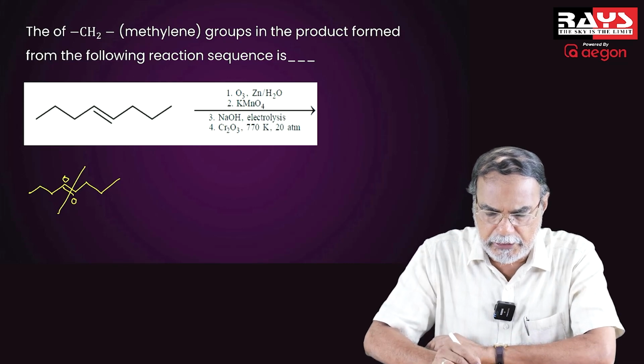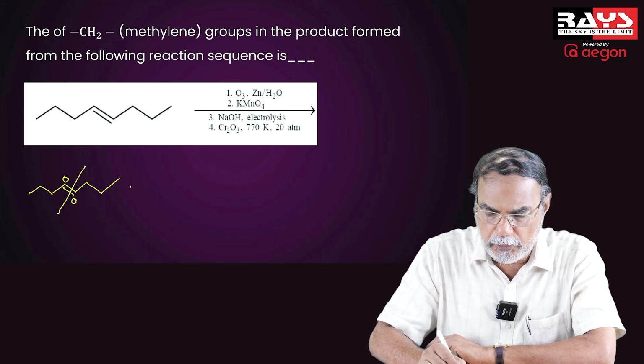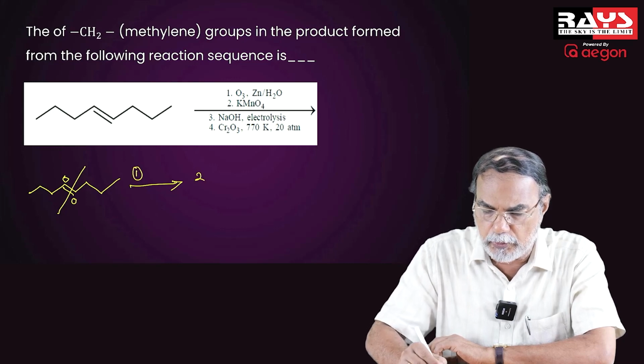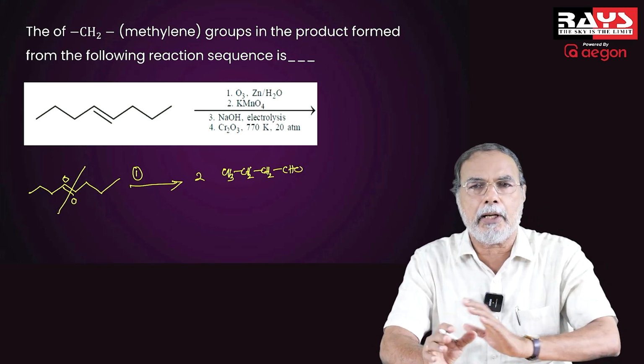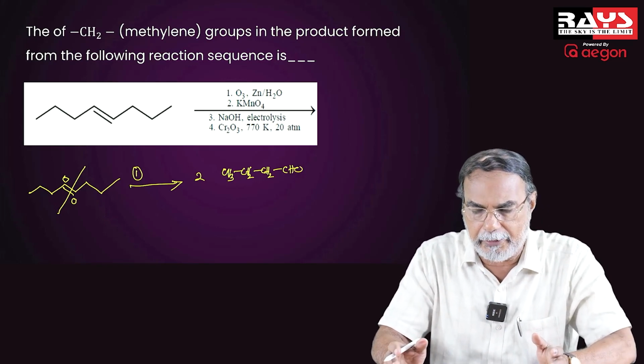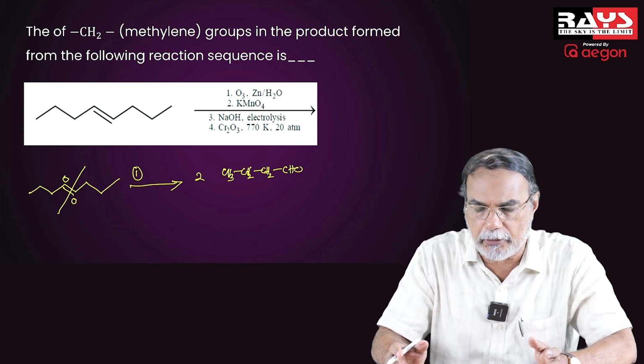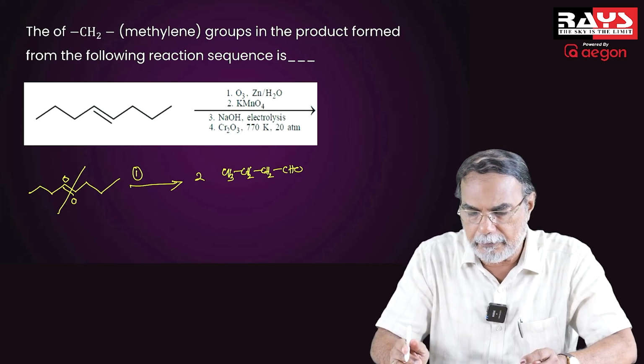So here you have CH3, CH2, CH2, CHO, and here also you have CH3, CH2, CH2, CHO. So during reaction number 1, you get 2 molecules of CH3, CH2, CH2, CHO. That means you get 2 molecules of butanal, an aldehyde, as the product of ozonolysis in this case.